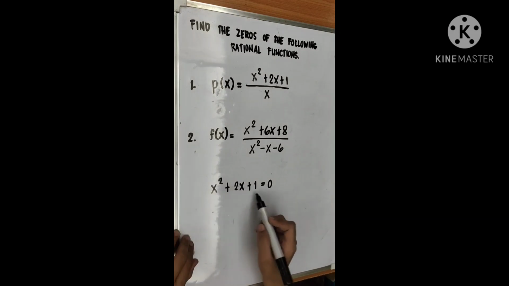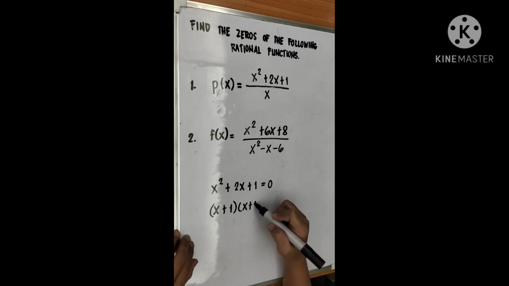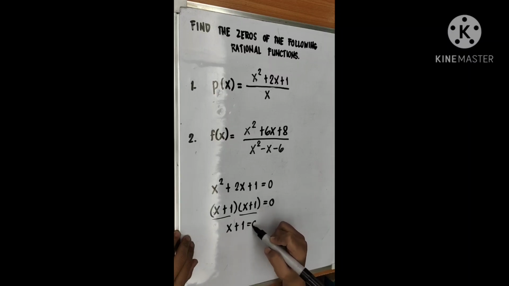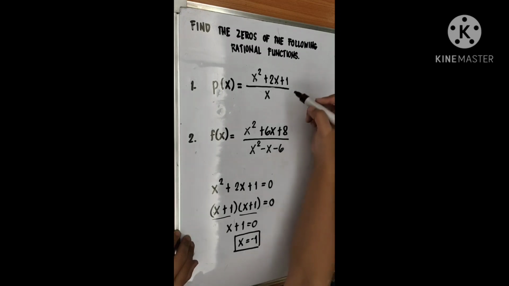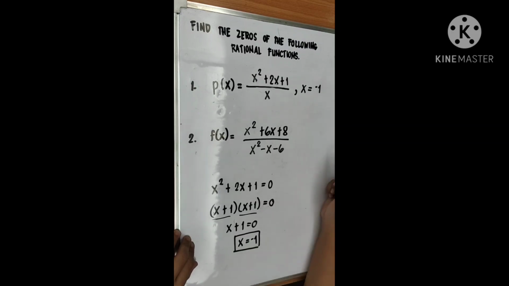We need to find the factors of our trinomial here. And we have the factors x plus 1, x plus 1. And so therefore, we will be equating these factors to 0. And since they are identical, we can just equate x plus 1 to 0, and x is equal to negative 1. So this is now the zero for our number 1 function, p of x. So we have x is equal to negative 1.